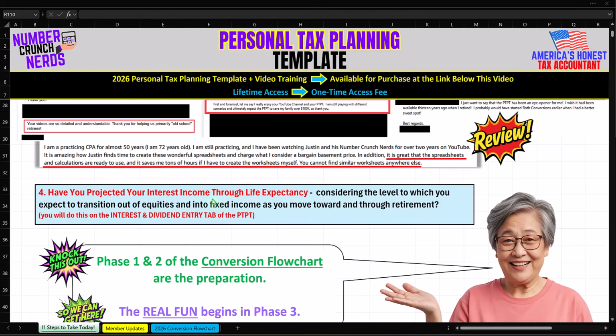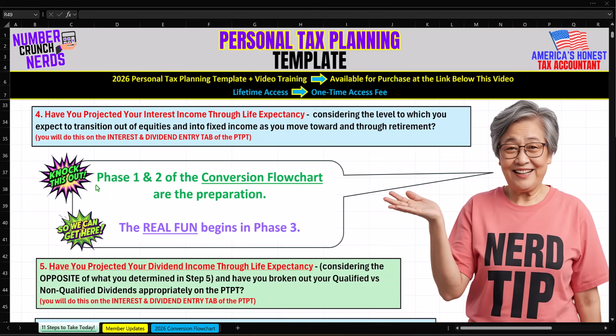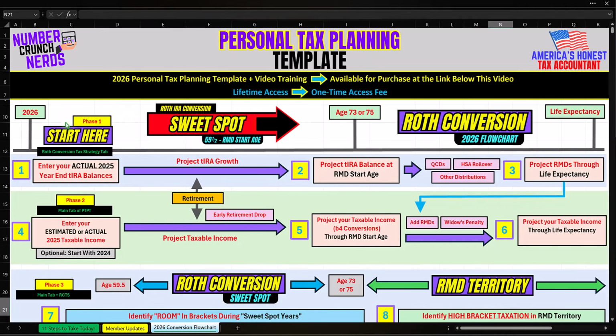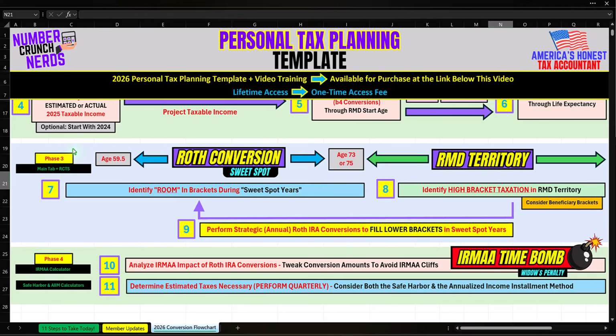All right, let's do a quick hot tip from the Nerd Crew. Remember that phase 1 and 2 of the conversion flowchart are the preparation for doing Roth conversions. In other words, if we come back here, all of phase 1 and all of phase 2 right here get us ready to do our Roth conversion analysis. And phase 3 is where the real fun begins.